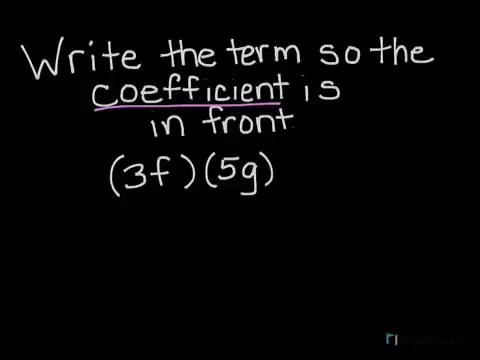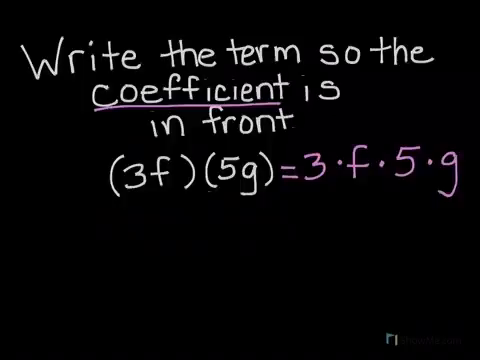Then I have parentheses next to parentheses, so there's really a multiplication sign there. So times 5 times g. So what I can do is rewrite that. So I see 3 times f times 5 times g. So now I'm going to combine like terms.